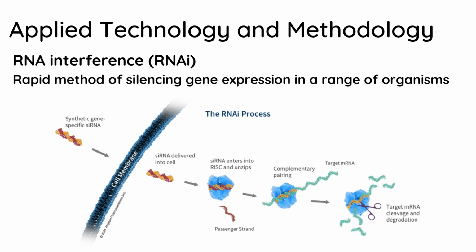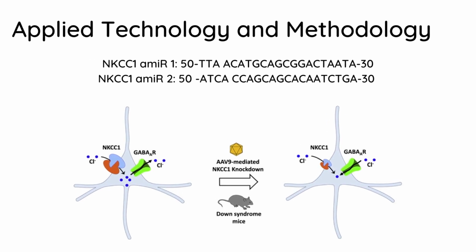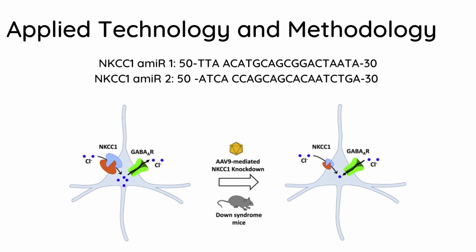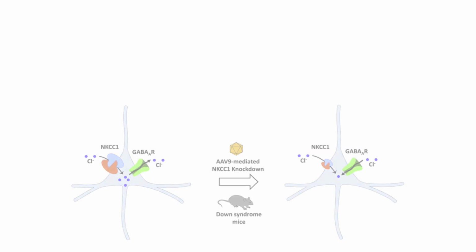In this research work, 2 artificial microRNAs were designed using 2 different target sequences against mouse NKCC1. These artificial microRNAs were first cloned into a plasmid and then subcloned into lentivirus vectors and adeno-associated virus vectors. The vectors were then transduced into the neurons of TS65TN mouse having Down syndrome.